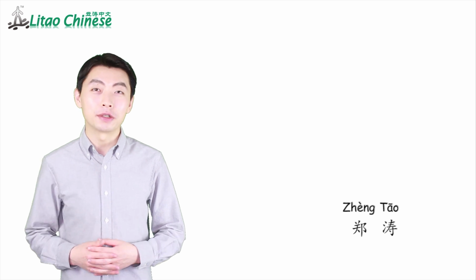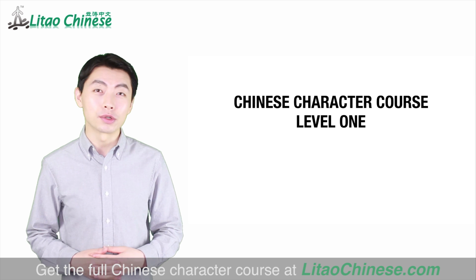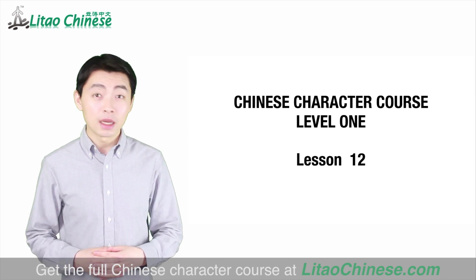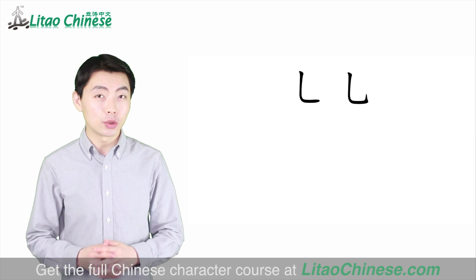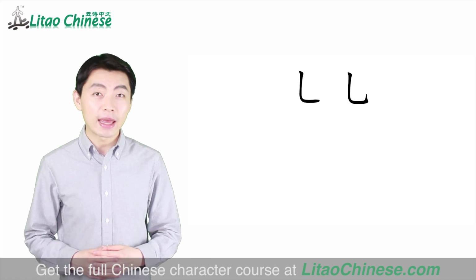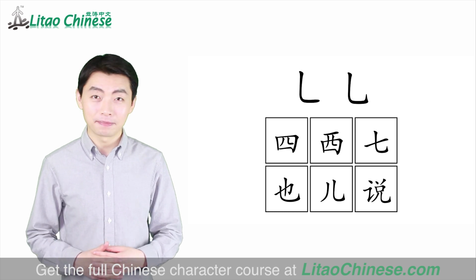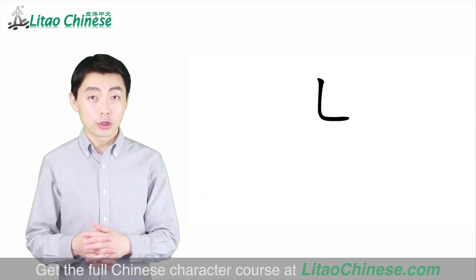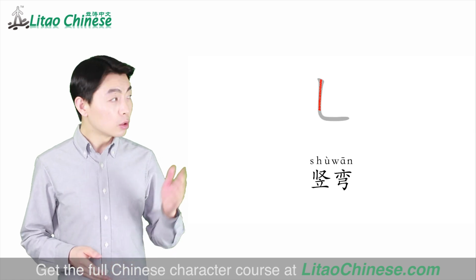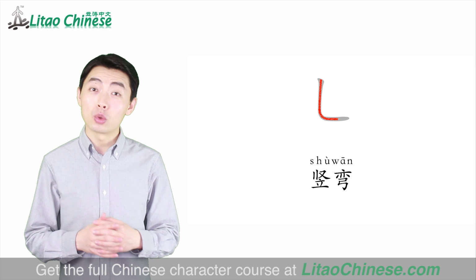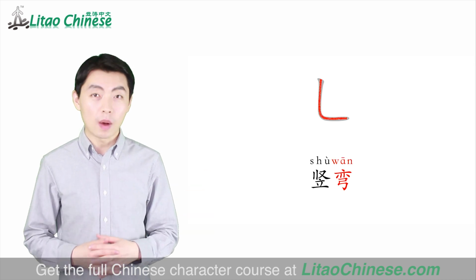I'm your Chinese teacher. Welcome to the first level of our Chinese character course, Lesson 12. In today's lesson, we are going to learn another 2 compound strokes, begin with 竖 and 6 new characters. Well, let's get started. This compound stroke is called 竖弯. It begins with 竖, then goes right with this curve, 弯, 竖弯.